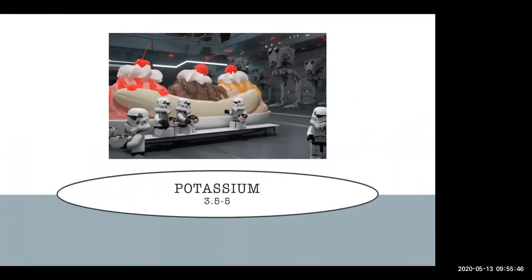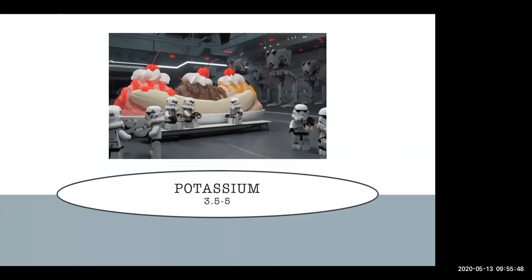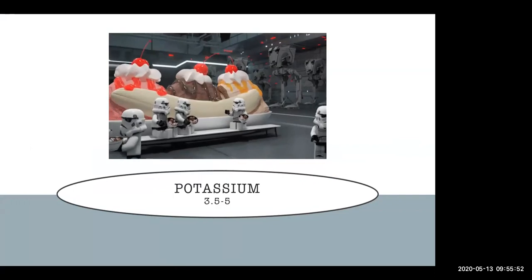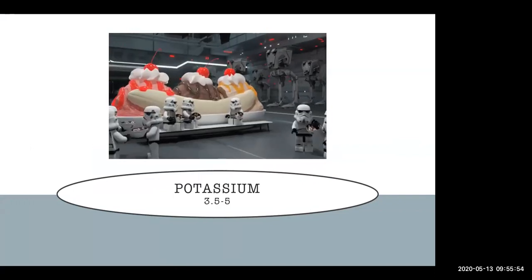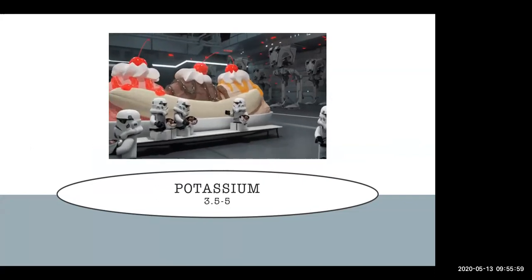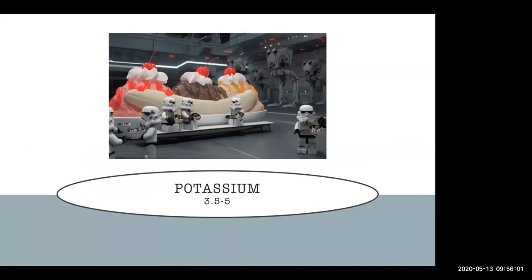Potassium, my favorite. Just like ice cream, I love ice cream. So I put this picture here. First of all, bananas always remind us of potassium. That's a good way to get potassium. We need potassium replaced in our diet every single day because our body doesn't make it.